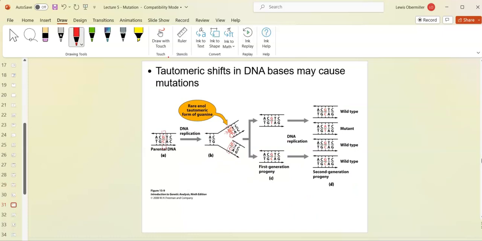All right, so now we have, so this is the first round of replication. The two daughter strands now have G and T paired. This one has G and C paired. And then we go through another round of replication.